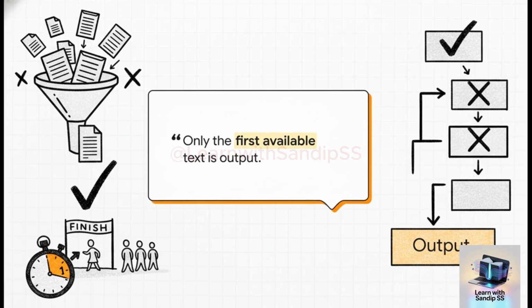And this brings us to the single most important rule to burn into your memory. Once SAP finds a text, its search is over. Done. It takes the very first one it finds based on that priority, and it completely ignores everything else. It won't try to combine texts or look for a better one. The first one it finds wins.